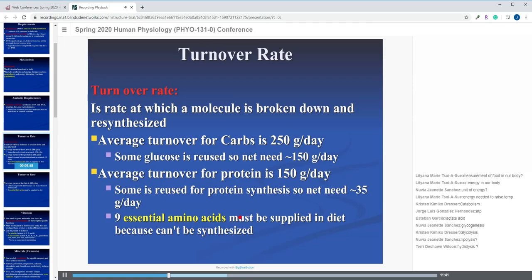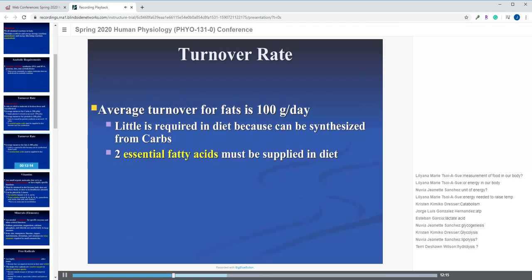Those include lysine, tryptophan, histidine, isoleucine, valine, and threonine. I can't remember the others. So there are 9 of them, and these are known as essential amino acids because we have to get them from the diet which we consume.